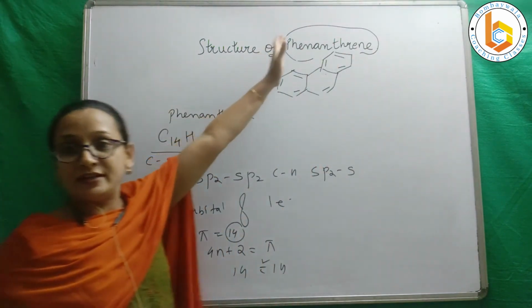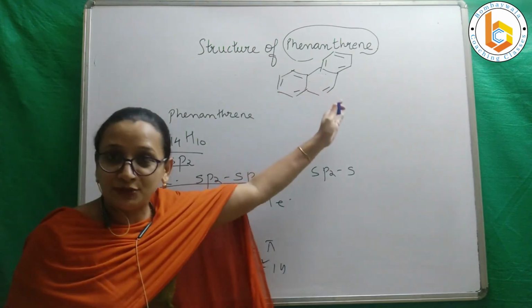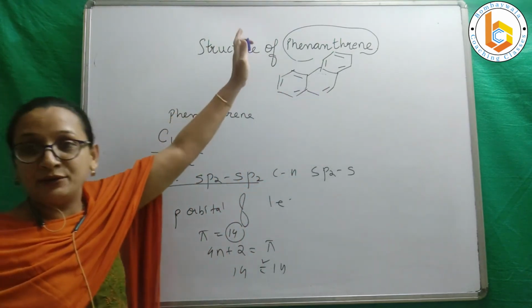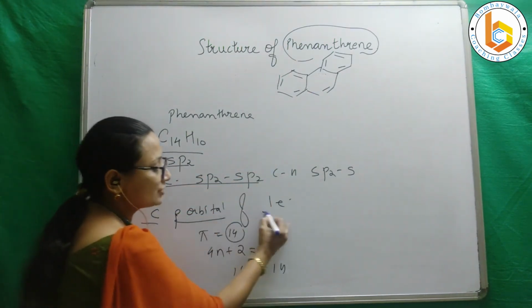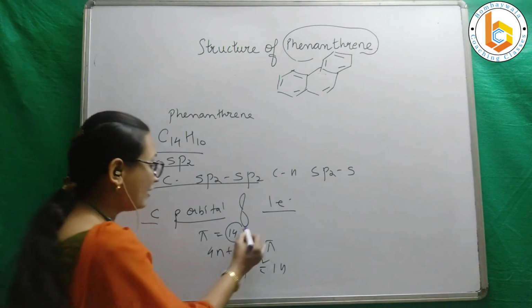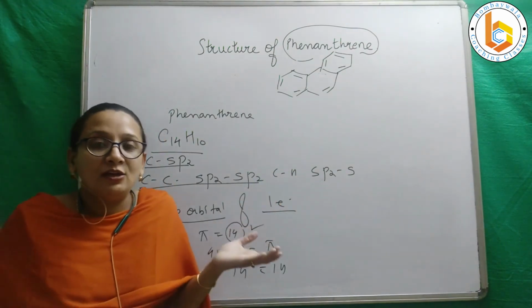All the carbons are sp2 hybridized. All the carbon-carbon single bonds are sp2 overlap. All the carbon and hydrogen bonds are sp2-s overlap. Each carbon contains a p orbital which contains 1 electron. Total number of pi electrons 14. 4n plus 2 is obeying, that is Huckel's rule is obeying.